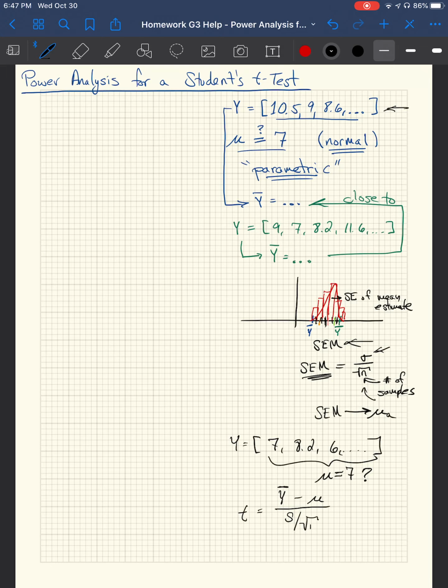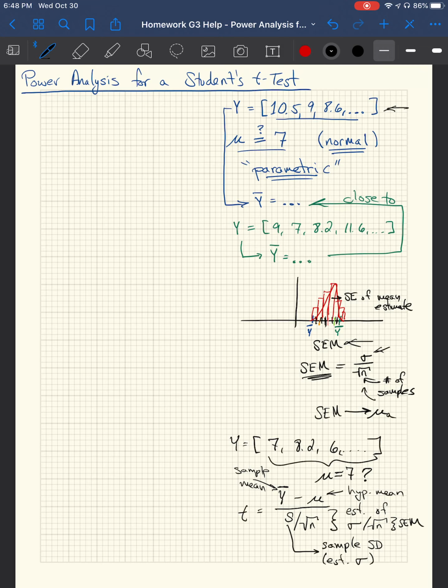And so our estimate of the standard error of the mean is S over the square root of n. So that's the estimate of the standard error of the mean. And so S here is our sample standard deviation. So that is our estimate of sigma. And this here is our hypothetical mean. And then there is our sample mean.